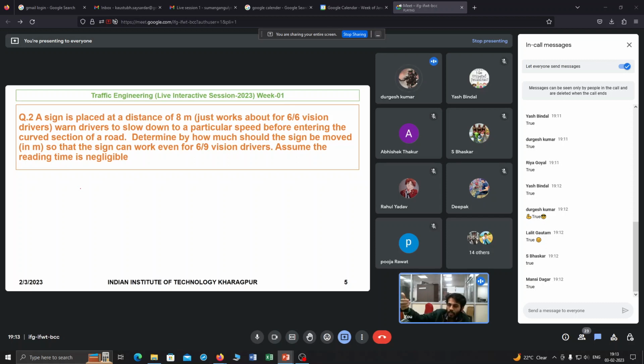And it is written that you need to slow down your vehicle, right? Before entering this section of the road. Suppose you are navigating from a, suppose you are here and your road sign is here, right?